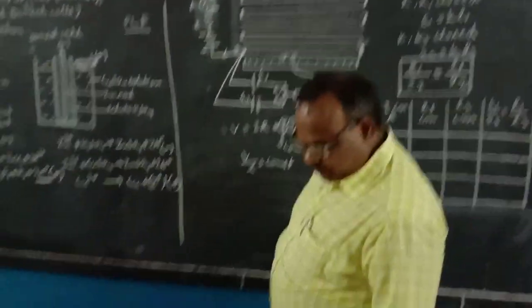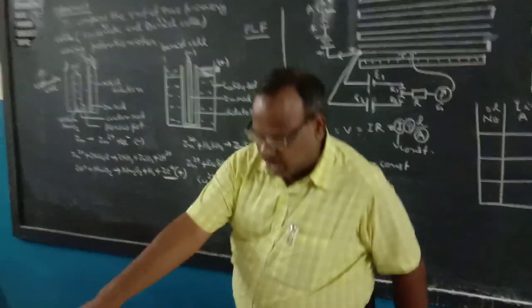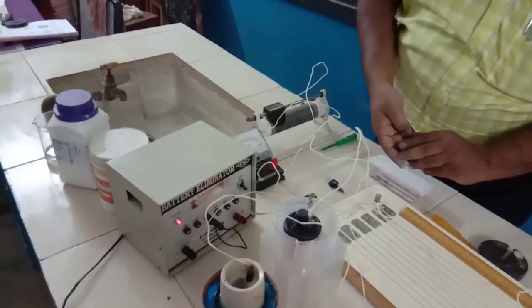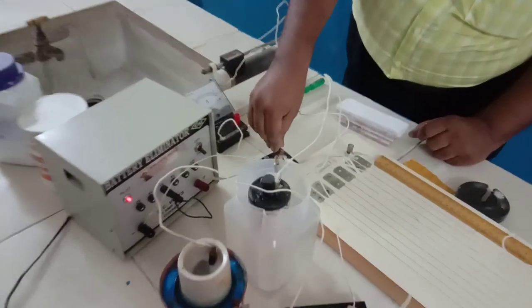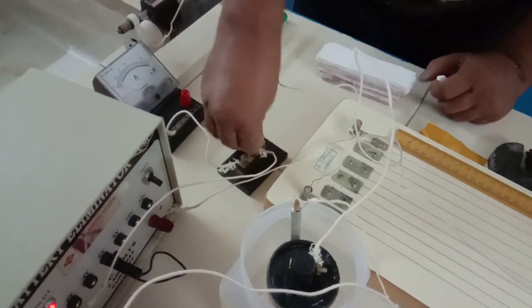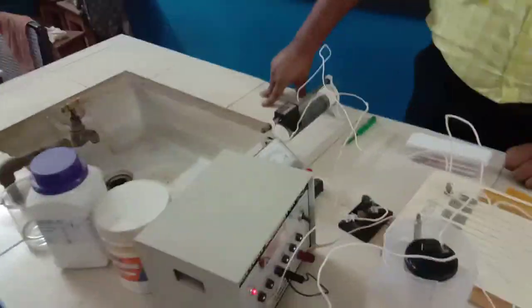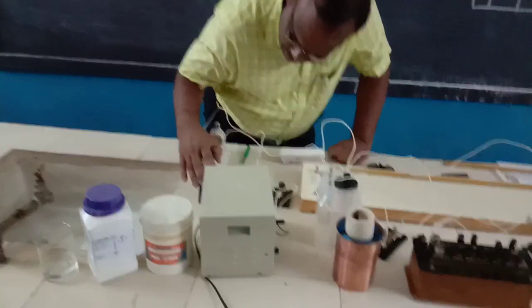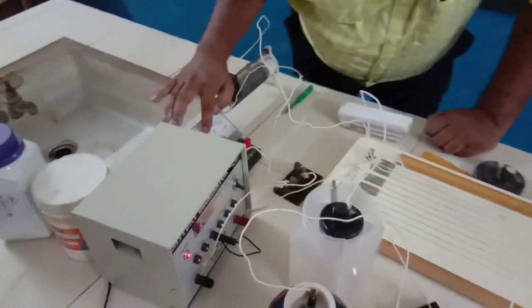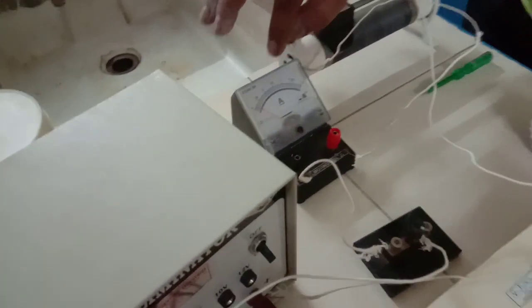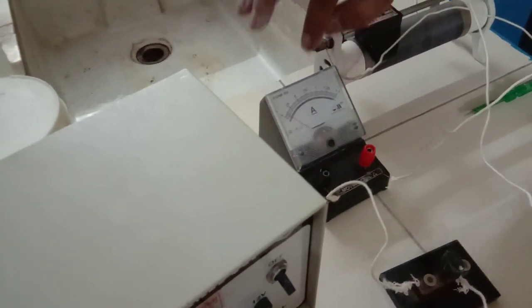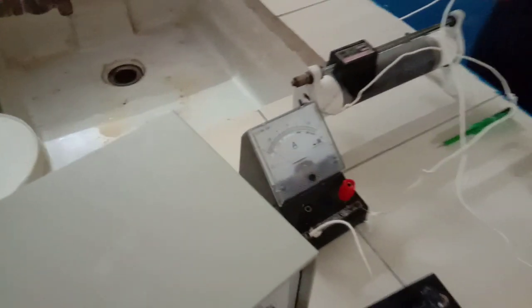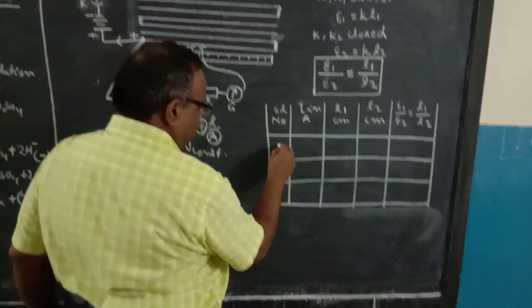Now the important thing is to give a constant value of current. So I will switch on the circuit. I have switched on the circuit. Now you see the current here, this is 2 divisions, so it is 0.025 into 2, so it is 0.05. This is 0.05. I am giving serial number 1.